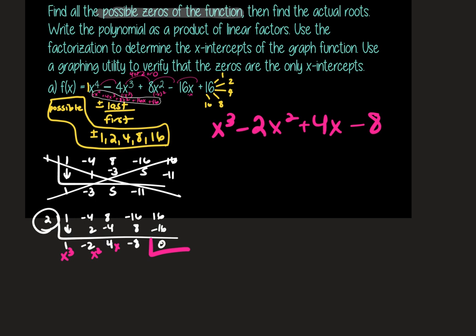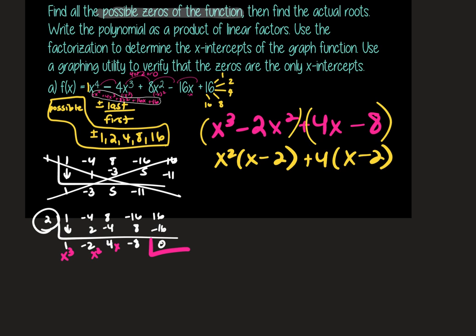Now, I can't use quadratic yet, but there are 4 terms. Is there a way to factor if there's 4 terms? Group them. Let's just see if it factors. If it doesn't, I'd have to keep trying my zeros. So x squared comes out, and I get x minus 2. Positive 4 comes out and I get x minus 2. X minus 2, x squared plus 4. So it does factor.